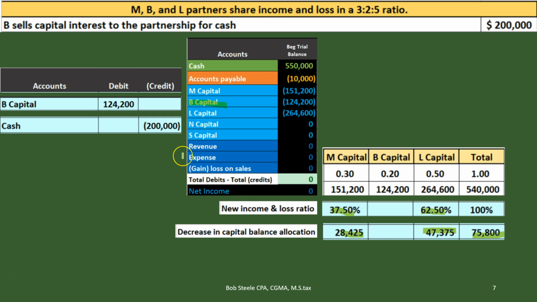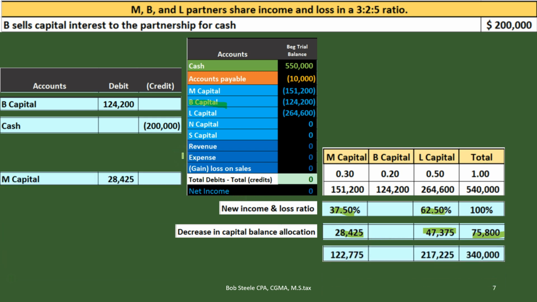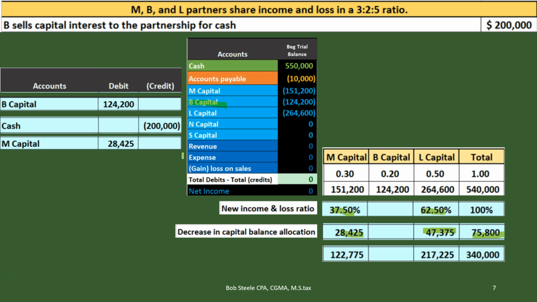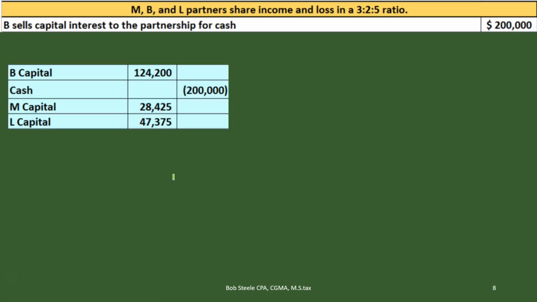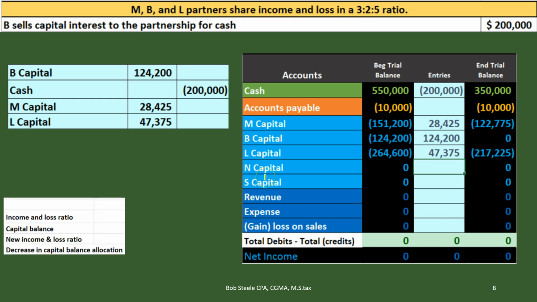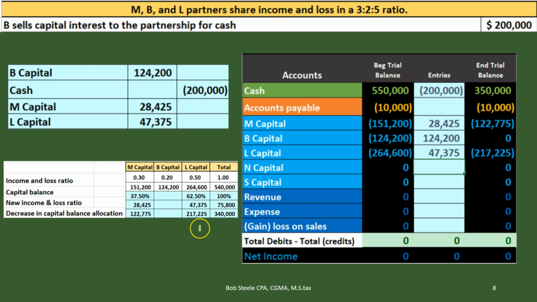If we look at the journal entry, then it would look like this. We're going to debit M's capital account 28,425 and debit L's capital account 47,375, and we'll see what the effect on the trial balance will be this time. All right, so here's the same journal entry we have, and this is our chart of accounts, and of course here's that table that we are looking at. Let's see what would happen if we posted this transaction. What would happen to the capital accounts? Does it do what we expect it to do? What do we expect it to do?